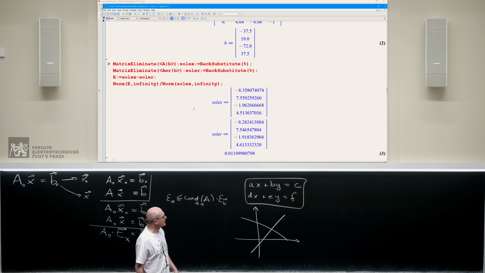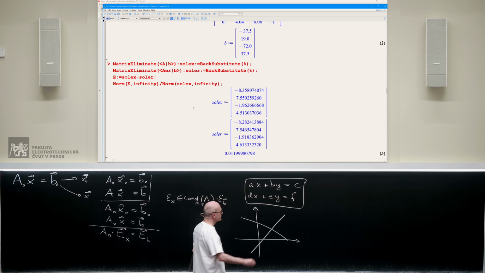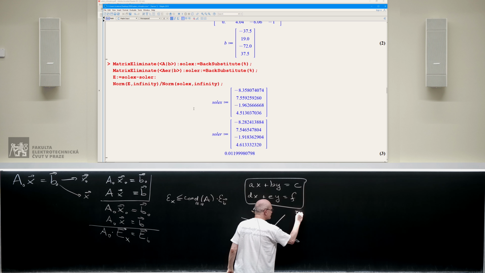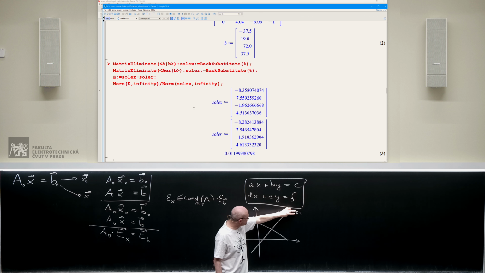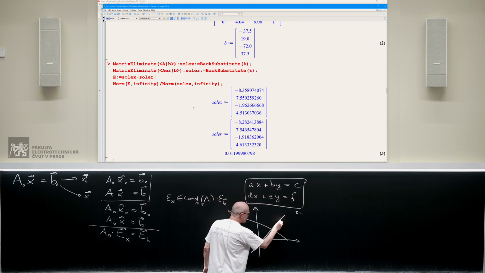Now let's imagine that I make a tiny error which is this large. And let's say that I make it in the right-hand side. What does it mean that I make an error in the right-hand side? It means that I shift the line. I shift it by this much. So instead of this one, I have, let's say, this one.